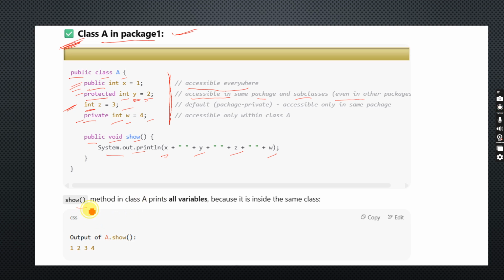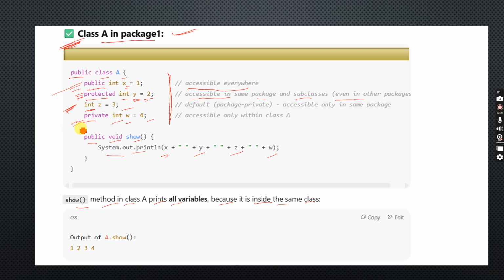Now you see the show method in the class prints all variables because it is inside the same class. Public is accessible anywhere, so you can access x anywhere in the program. Protected is accessible in the same package and subclasses, so you can also access it in the same package and other packages via subclasses. Default is accessible only within a package, so you can only access it within a package.